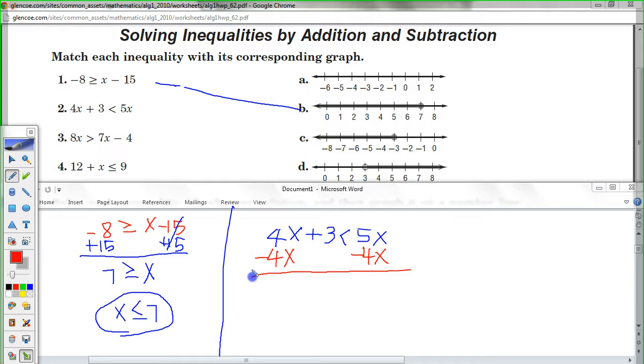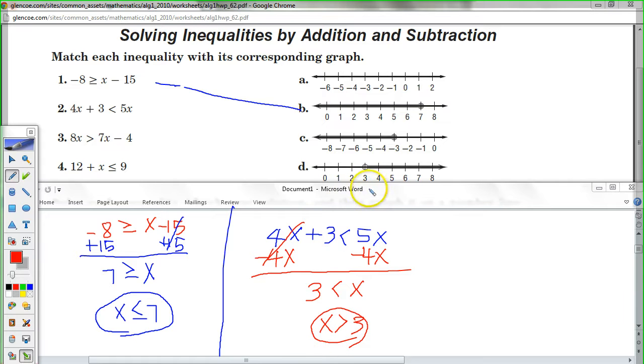Okay, and that 4x minus 4x is gone. You have a 3 here. The sign remains the same, less than. You have 5x minus 4x, which is just the x itself. Again, I want to rewrite this so x is in the front, 3 is in the back. Right here, 3 is less, so x is going to remain greater. So now you have your answer, x is greater than 3.